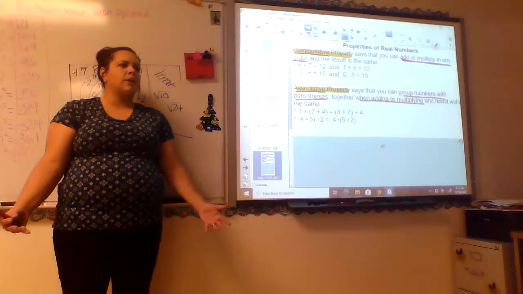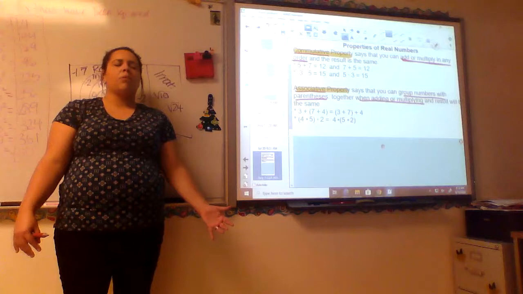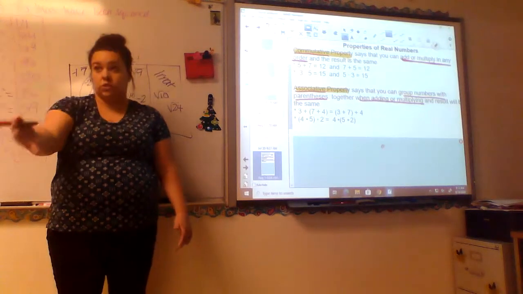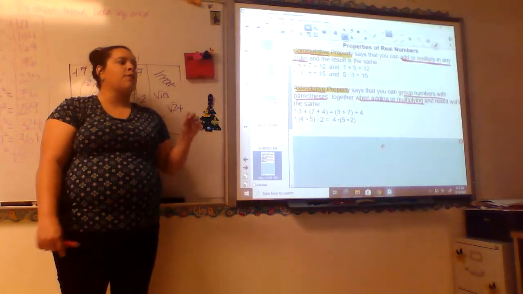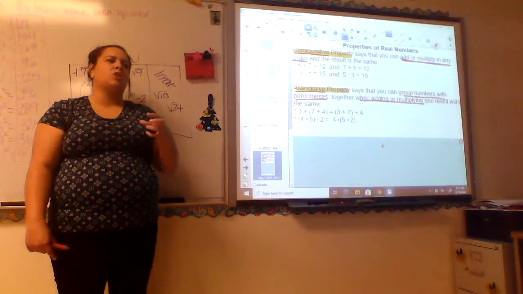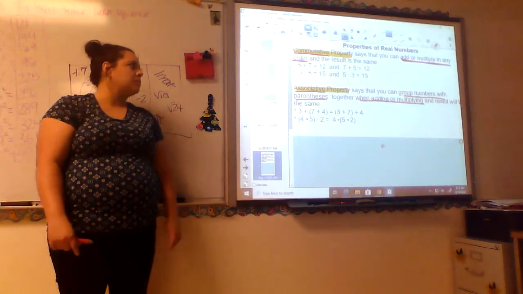What did parentheses tell you to do? Why would parentheses be around something? Because you want to do it first. Good. You want to do that part first. So that's the purpose of associative, is saying that you can regroup things that you want to do first in the parentheses, and it won't change the answer.